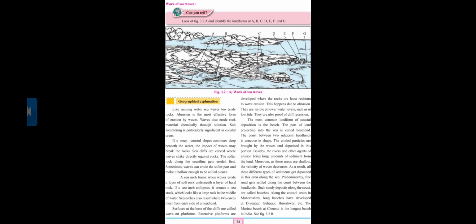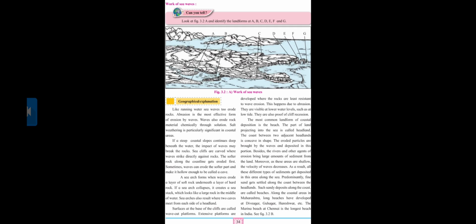Now, here we are going to understand the work of the sea waves. If you look at the picture, A, B, C, D, E, F, G is given, and you have to identify the landforms looking at them.